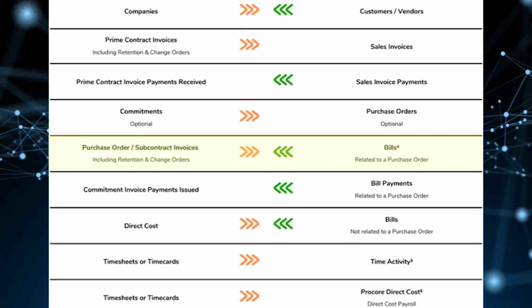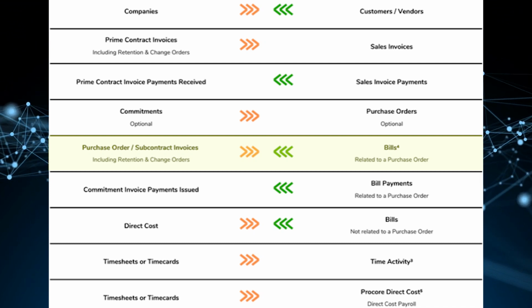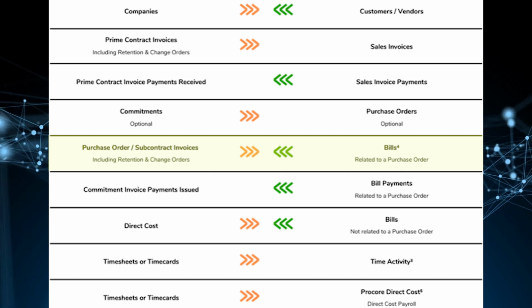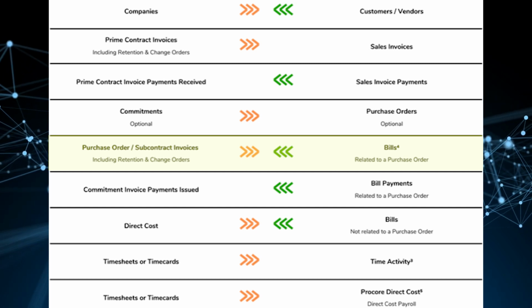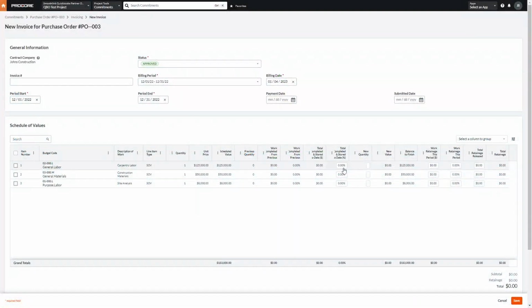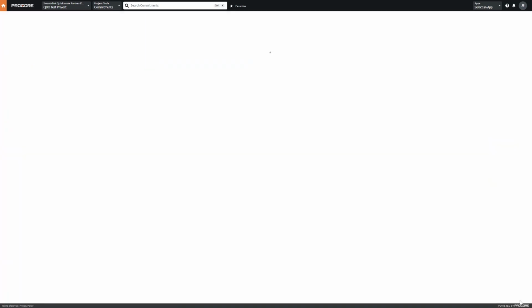The other option for syncing commitments between Procore and QuickBooks Online is to create the purchase orders in Procore, and then new invoices on the commitment will sync across as a bill in QuickBooks. This will also bring across your attachments when syncing. This purchase order will create a new invoice. When it's approved, it will sync across to QuickBooks.